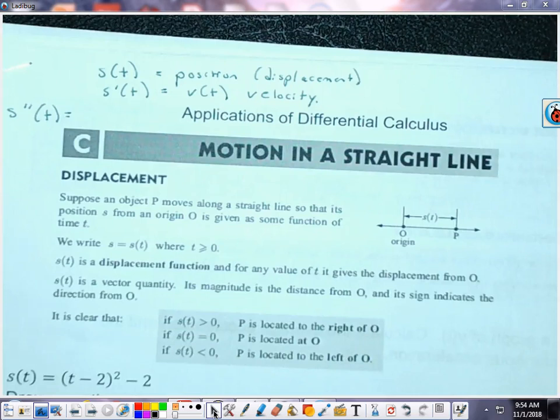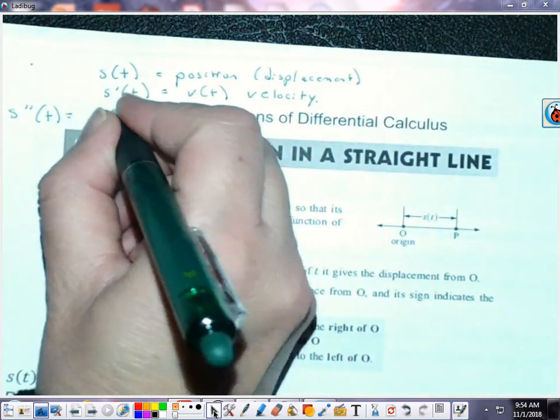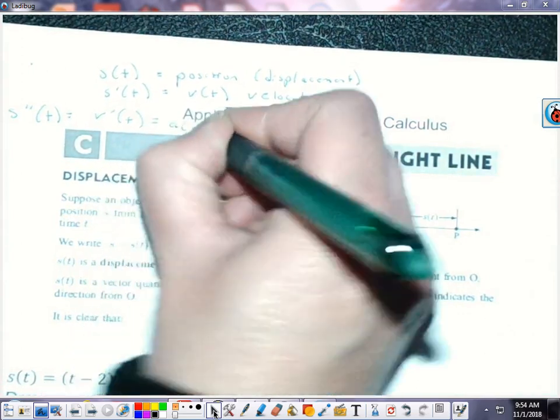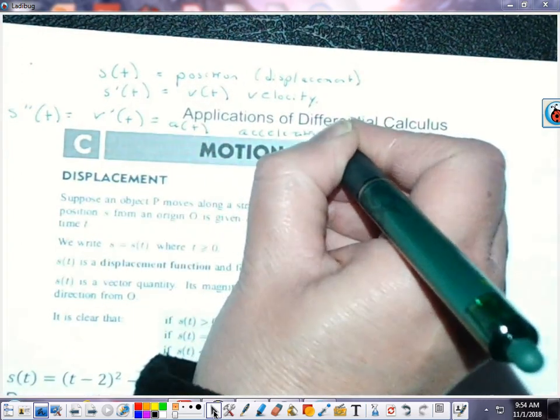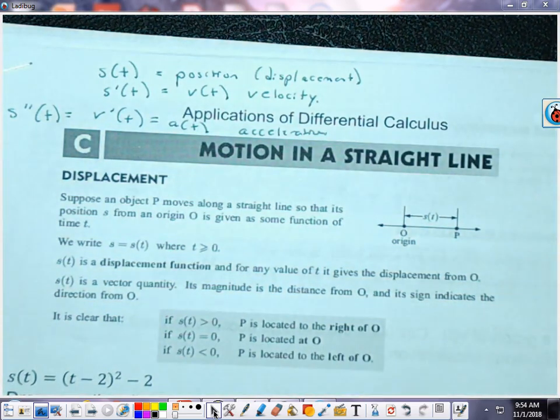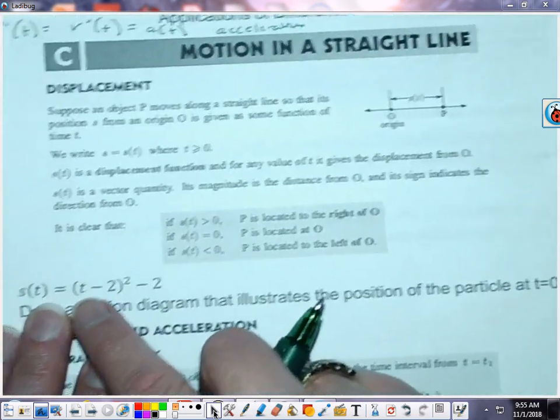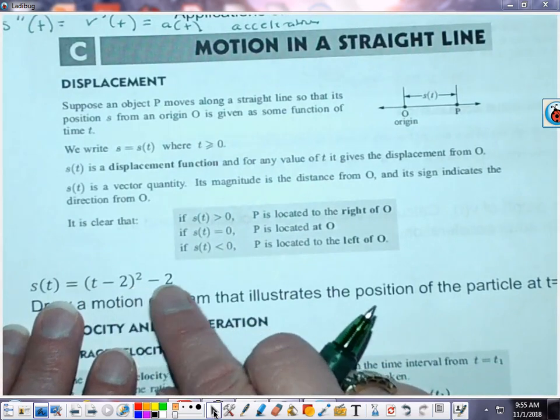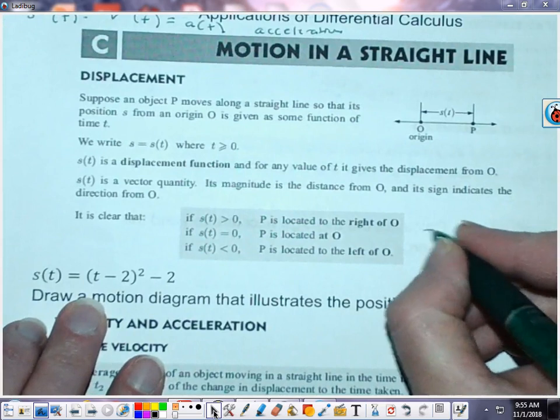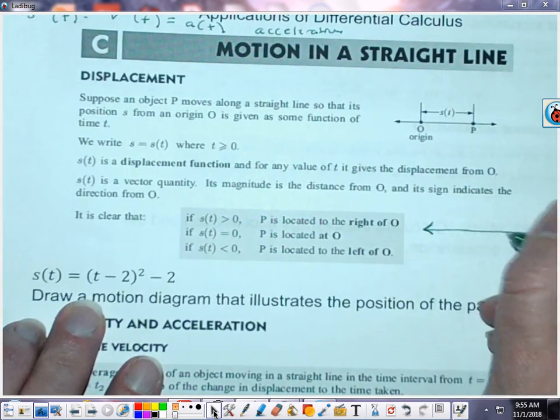Okay, and then if you take the derivative again, so the second derivative of position, or that would just be the first derivative of velocity, then you're going to get acceleration. Okay, and what we're going to do today is just the average velocity and instantaneous velocity, and then average acceleration and instantaneous acceleration. And it's all going to come from the position equation. They're going to give us something like that. But just to kind of talk about it in general, if they give you a position equation like this, s of t equals (t minus 2) squared minus 2, what they're trying to tell you in our situation, we're going to compare it just like on a number line.